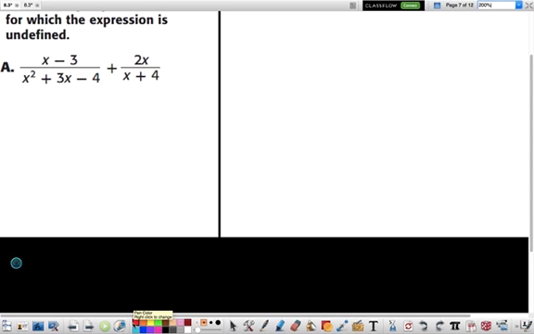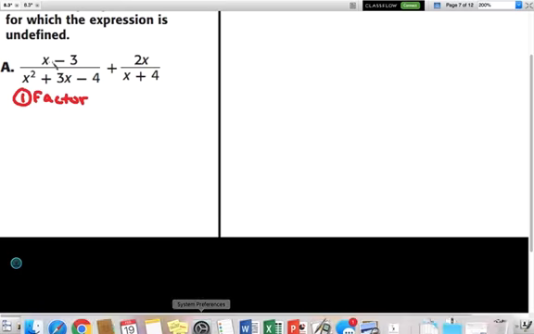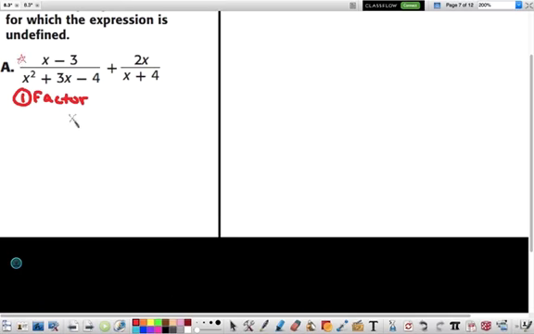So we're trying to add in this first example. To add, you need the same what? Denominator. We need the same denominator. First step is factor. Factor if possible. Well, let's see, what does this one factor into? x minus 3 over x plus 4 times x minus 1, plus 2x over x plus 4.